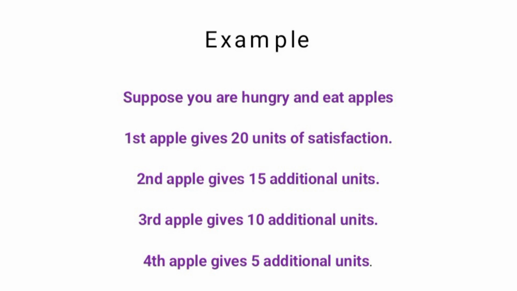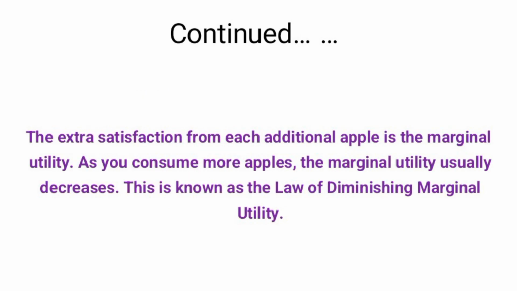This means that when your consumption increases, for each additional unit your satisfaction level decreases. That is the law of diminishing marginal utility. The extra satisfaction from each additional apple is the marginal utility. As you consume more apples, the marginal utility usually decreases. This is known as the law of diminishing marginal utility. When you consume more, your satisfaction level decreases.